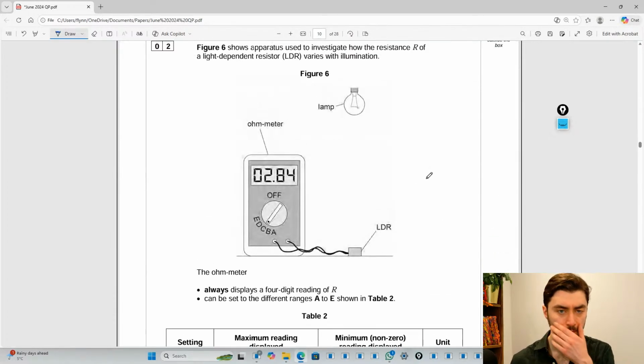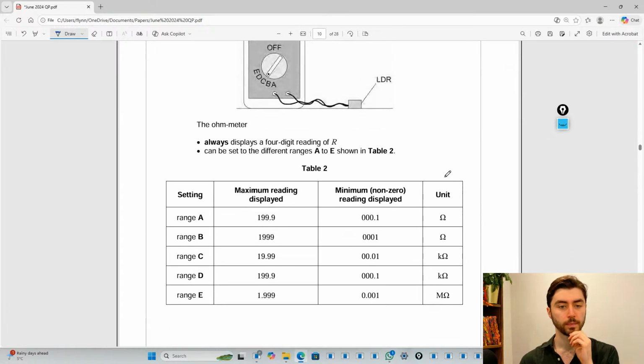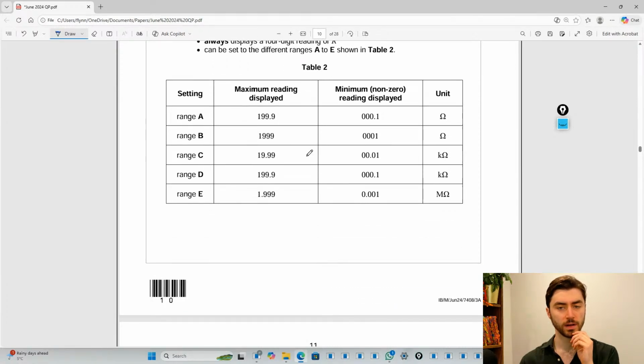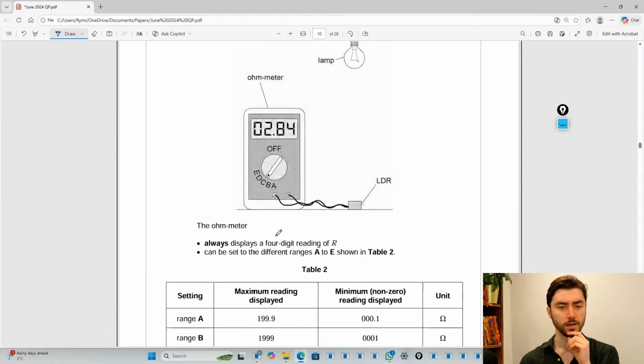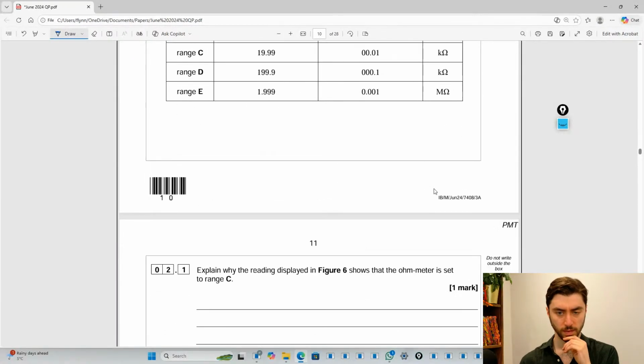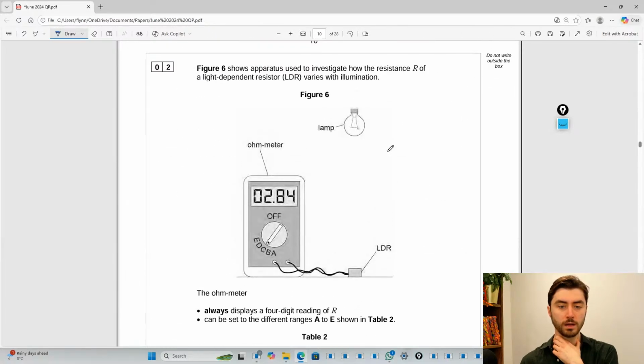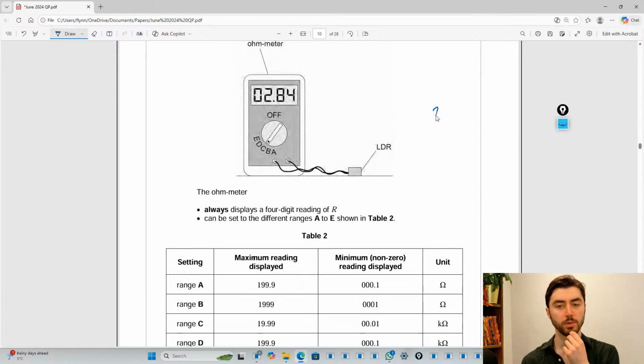Okay, so question 2 now. It shows apparatus used to investigate how the resistance R of the LDR varies with illumination. So we've got the ohm meter set to different ranges, so we can adjust the sensitivity. The reading displayed in figure 6 shows that the ohm meter is set to range C. So it's reading 2.84 ohms.